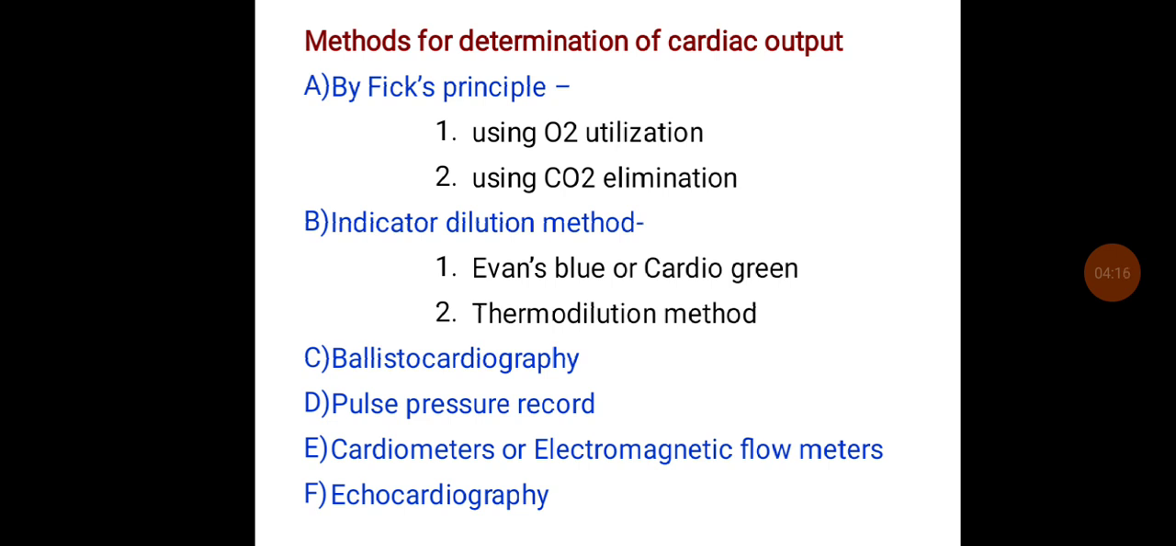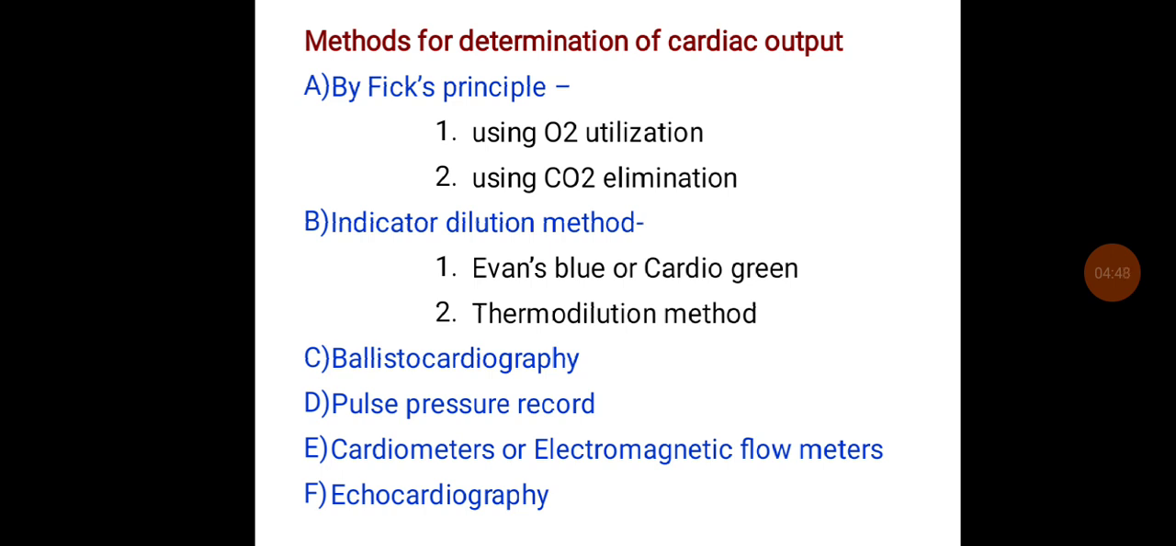Methods of determination of cardiac output. Usually it is done by the Fick principle, using oxygen utilization. Second, by using carbon dioxide elimination. The second method is the indicator dilution method, which is very similar to the dye dilution technique. Here Evans blue or cardiogreen will be used.